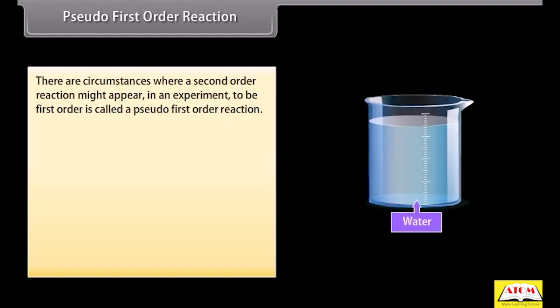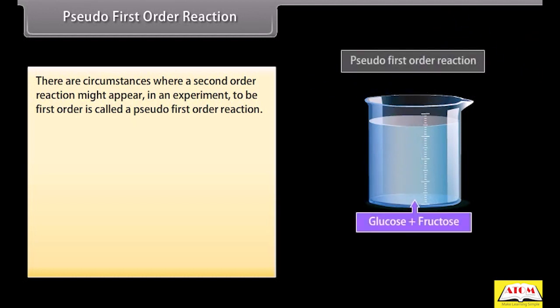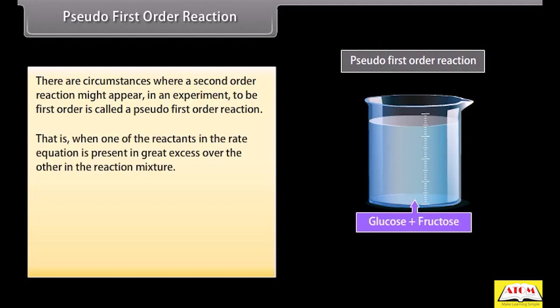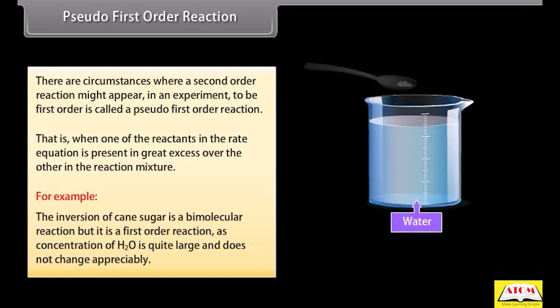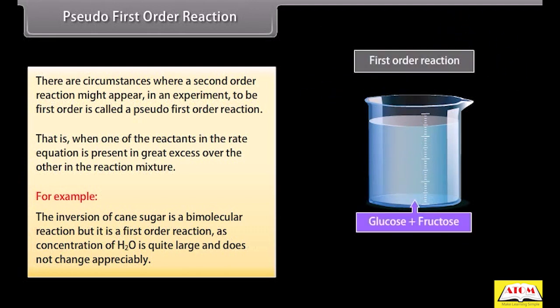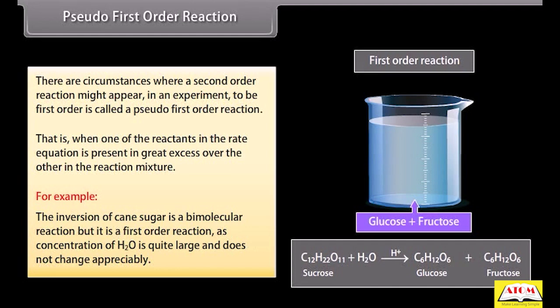Pseudo-first-order reaction. There are circumstances where a second-order reaction might appear in an experiment to be first-order, and is called a pseudo-first-order reaction. That is, when one of the reactants in the rate equation is present in great excess over the other in the reaction mixture. For example, the inversion of cane sugar is a bimolecular reaction, but it is a first-order reaction as concentration of H2O is quite large and does not change appreciably.